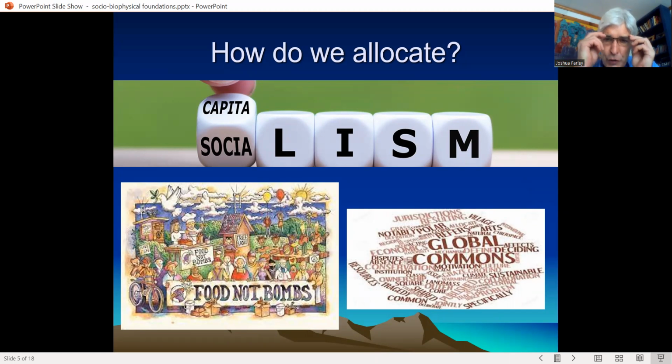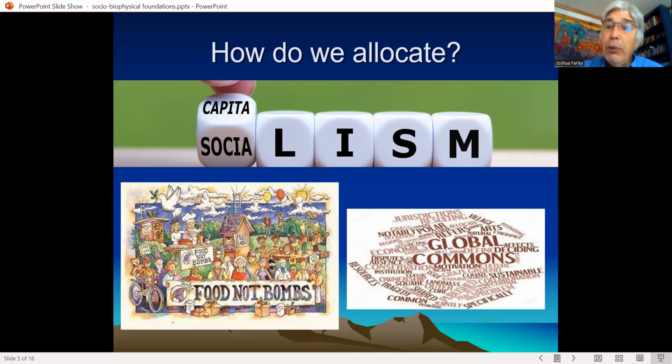So whether we choose between capitalism or socialism should not be based on ideology, but rather on our decision about what goals we want to achieve and the resources required to achieve them. But there are many more ways of allocating resources besides capitalism and socialism. One is the gift economy. Food Not Bombs is a group that tries to feed people for free. So the idea of free food.